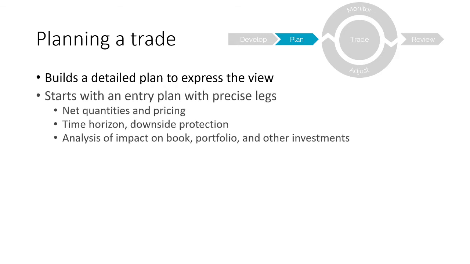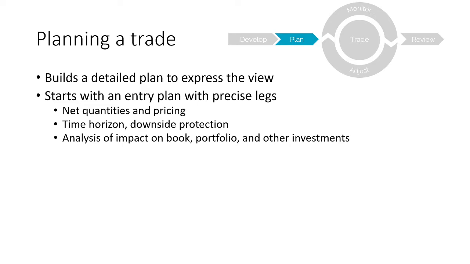Now, the goal here is to start off with an entry plan that will give you precise legs that you want to enter in order to hold your position, in order to get into the investment. But you'll also want to include things like consideration for time horizon. So, in the event you have an earnings announcement coming up and you want to get out before earnings, then you might plan your option expirations related to that, or you might buy stock, and if you protect it with a put, or if you don't protect it, you might include that in the trade plan so that you can keep an eye on when you're going to be getting out.